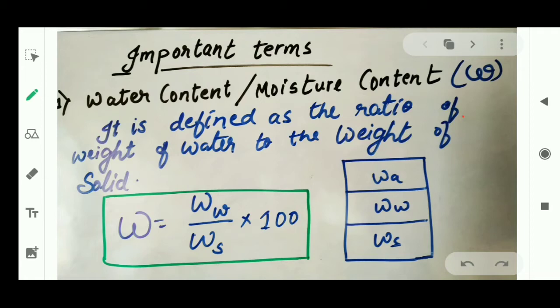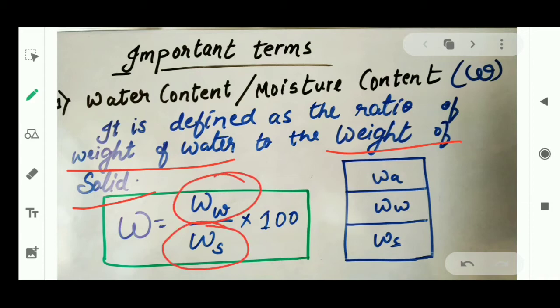So first one is water content, or moisture content. We can denote it by omega. Water content is simply the amount of water present in a soil mass, or you can say it is the ratio of weight of water to the weight of solid. So the formula becomes omega equals weight of water by weight of solid into 100.